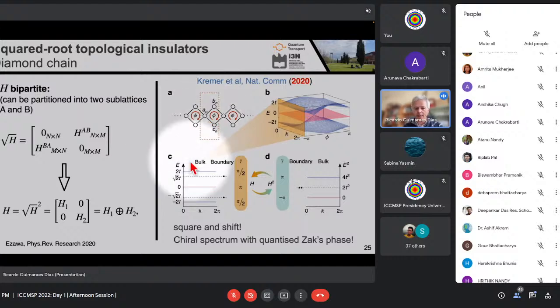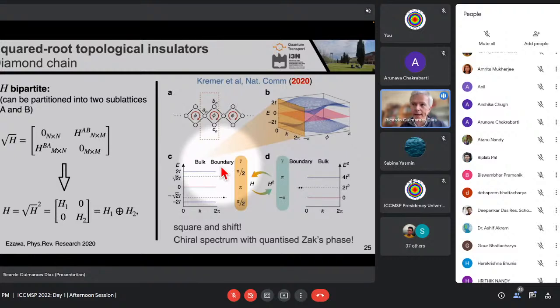You get a flat band with zero energy, and another flat band with energy minus 2t. And if the diamond chain has open boundaries, it's not a ring, then you also get edge states. These edge states have finite energy, as in the case I mentioned a while ago, and their energies are square root of t and minus square root of t. The Zak phase of these bands is not quantized, except for the central band.